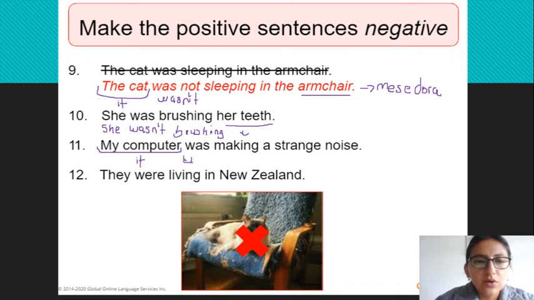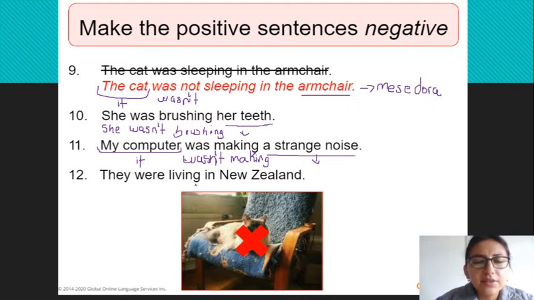It wasn't making, very good. It wasn't making a strange noise. Okay? And this is the complement. And the exercise number 4.